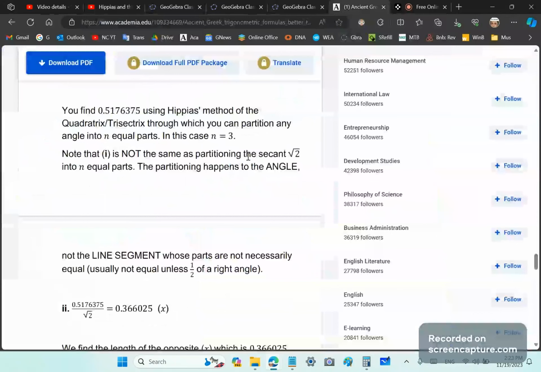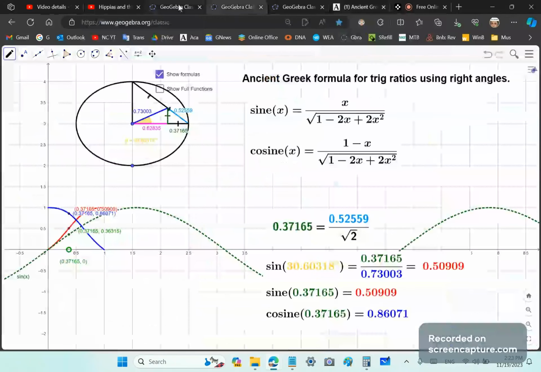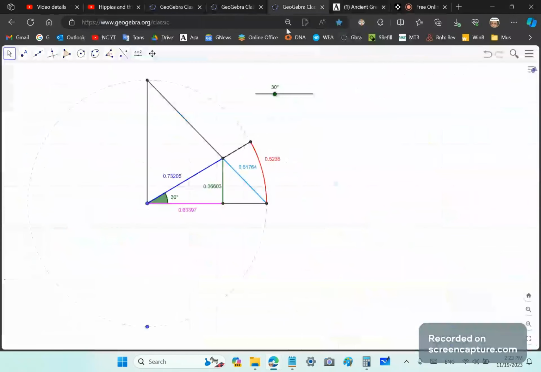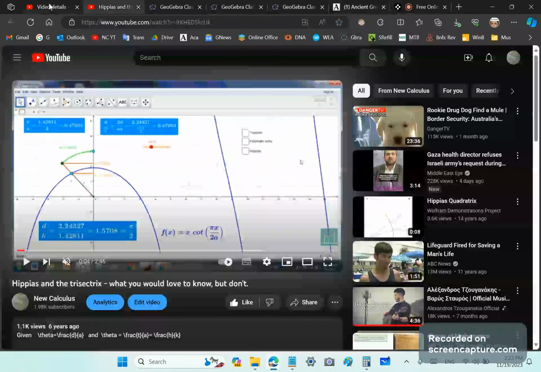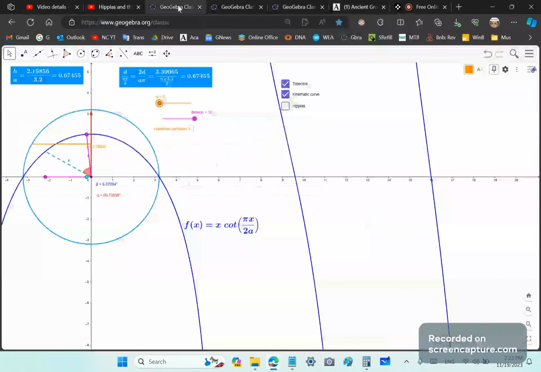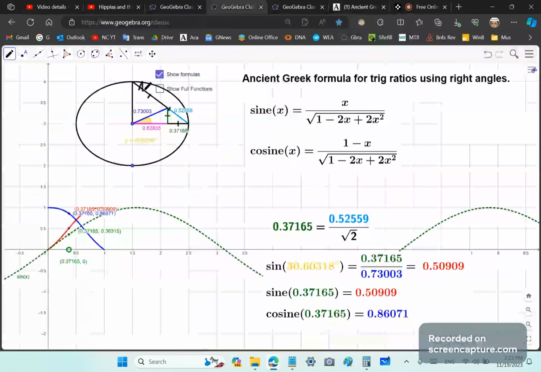Once you've done that, the next step is you note, as I've mentioned, that it's not the same as partitioning the secant line into n equal parts. Where did I do that with 3 equal parts? Here. It's not the same as partitioning this secant line into 3 equal parts. Not the same.